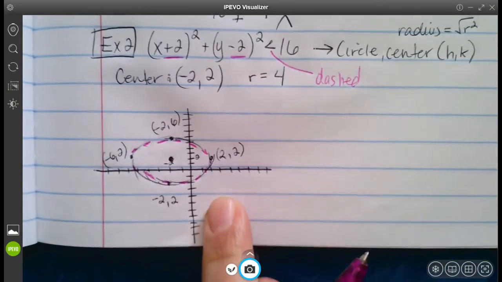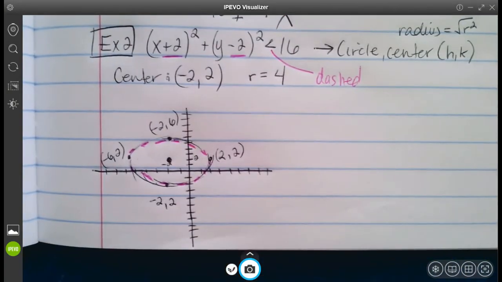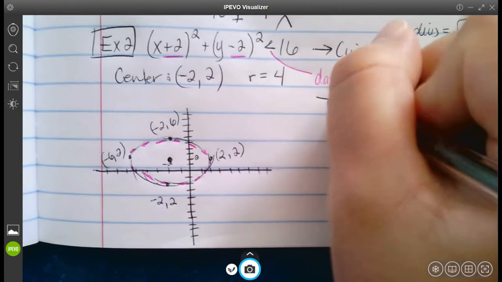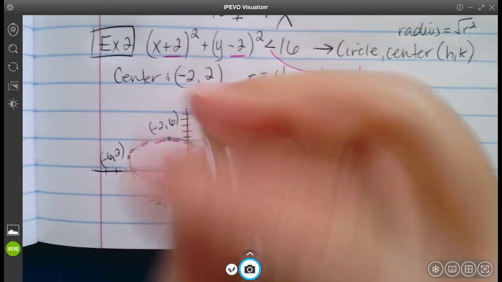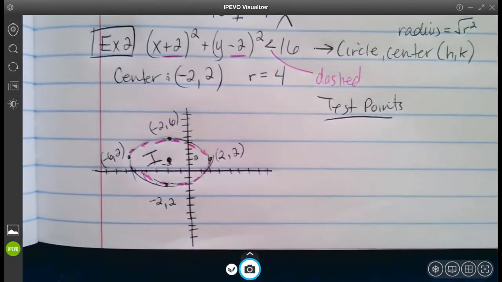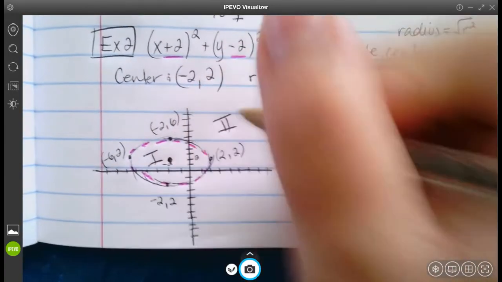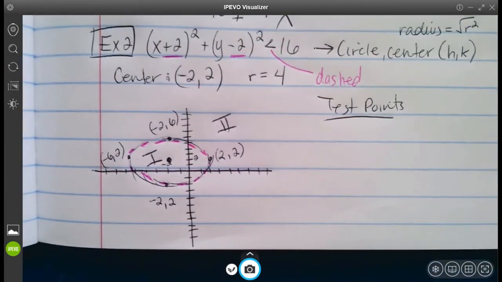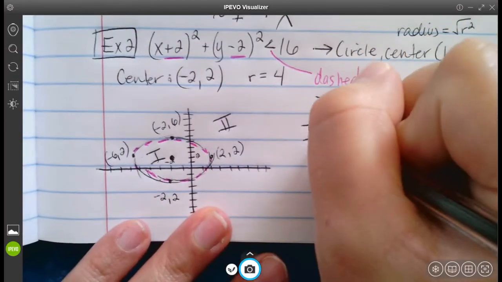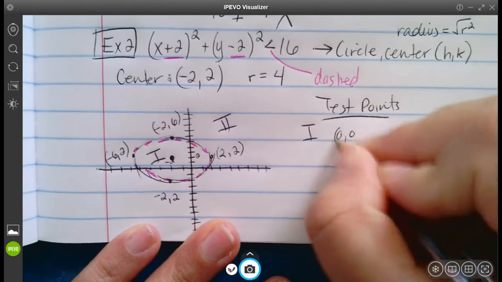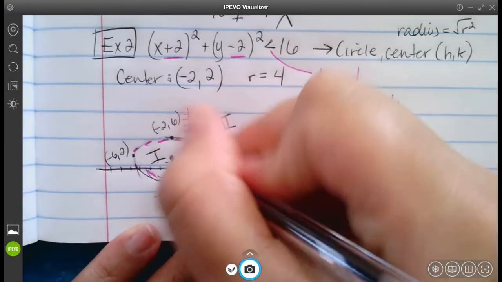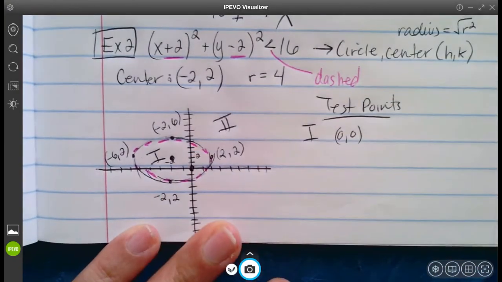And then just like the one before, we're going to find some test points to see where we are shading. Are we shading inside this circle? So let's call this our region 1. Or are we shading outside of the circle, or region 2? Okay, so for region 1, we're going to use the easiest point, 0, 0, because 0, 0 happens to be inside region 1. There it is.